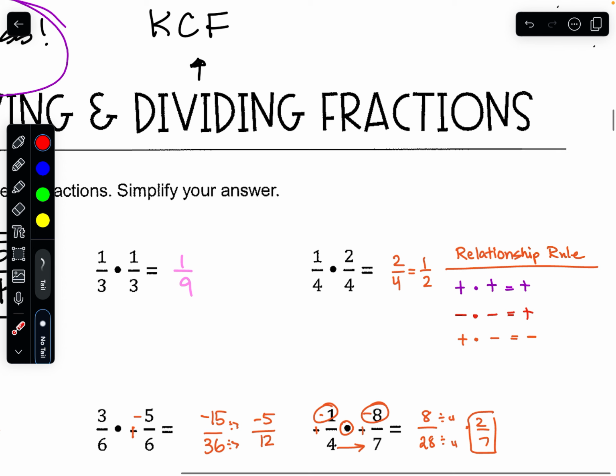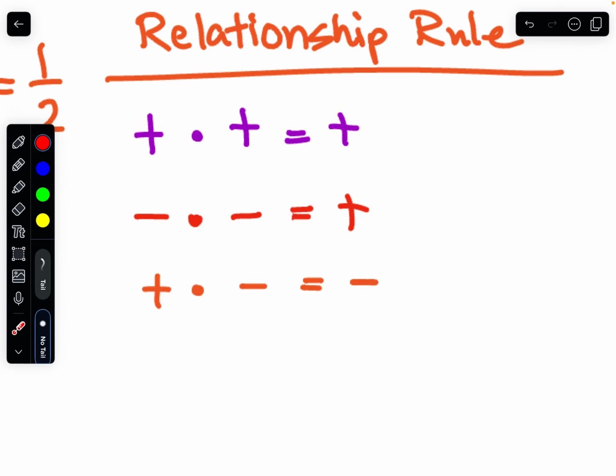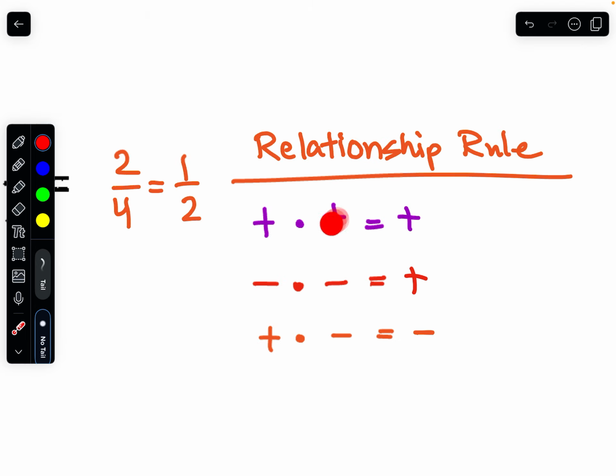The only thing that makes it tricky is if we have negatives with positives. So we have to remember the relationship rule when we're multiplying, and that means that a positive with a positive makes a positive, right? We talked about this in class, that they both think positively, so it's a very common relationship. And then a negative person with a negative person also agrees, right?